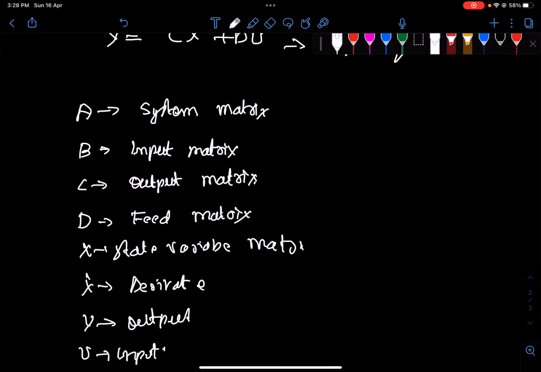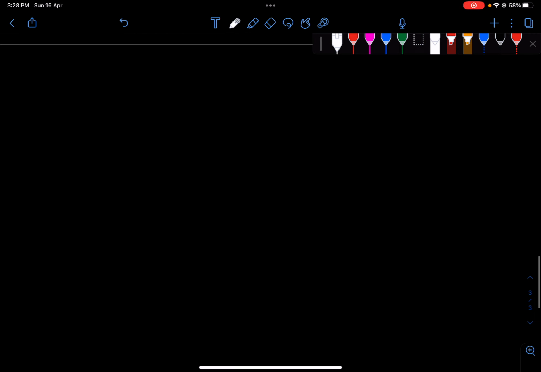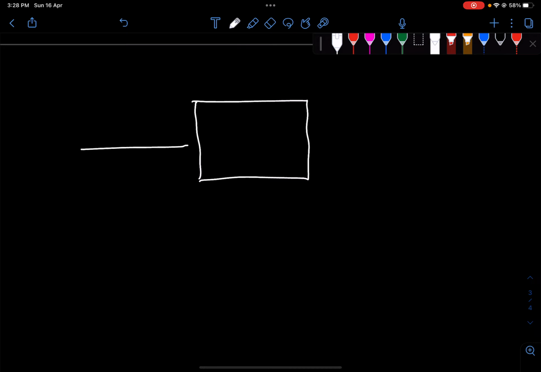We'll represent this as a diagram, very easily, and I hope you can understand from that. It is just easy. The system is a black box, and we are giving some input and getting some output. For this input, we call it u and the output is y, and the system is characterized by what matrix? The A matrix.